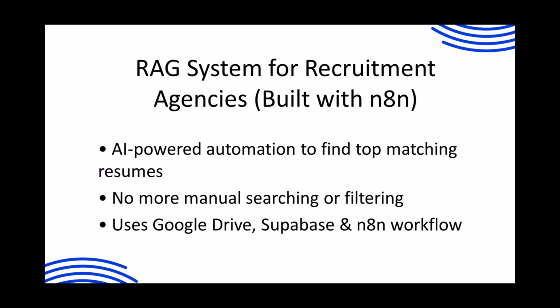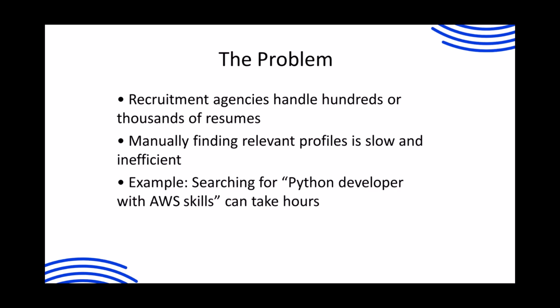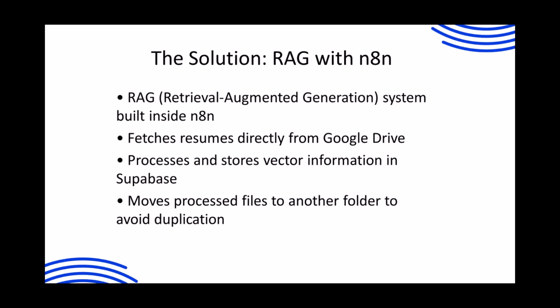In this video, we are going to see a RAG system for the recruitment agency. Recruitment agencies deal with hundreds or even thousands of resumes every week, but finding that perfect match is very difficult for them. So what if we could ask in simple plain English and instantly get the top matching resumes from your database? In this video, I am going to show you how I built an AI-powered RAG system using n8n that is designed specifically for recruitment teams.